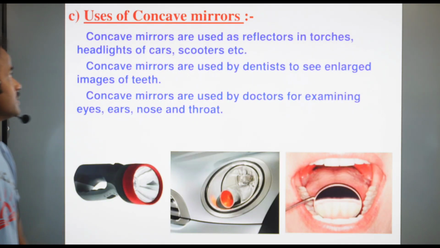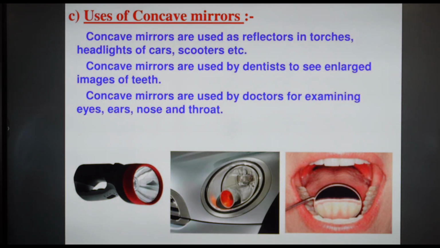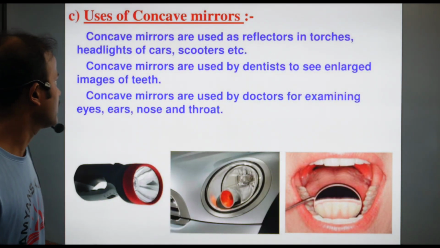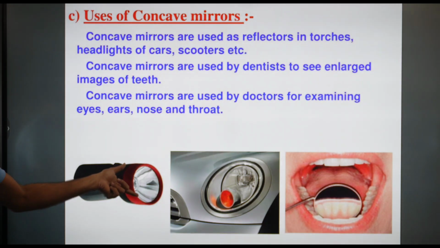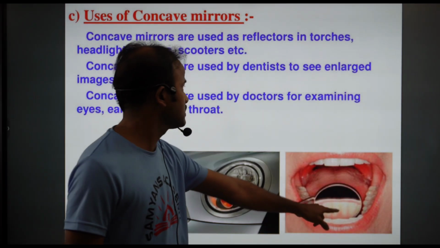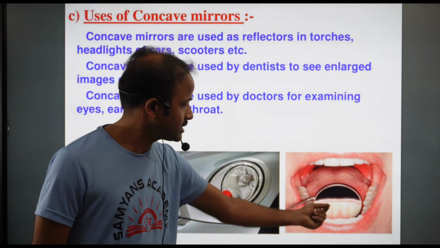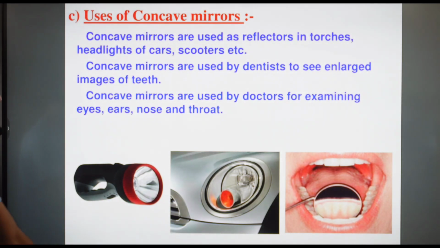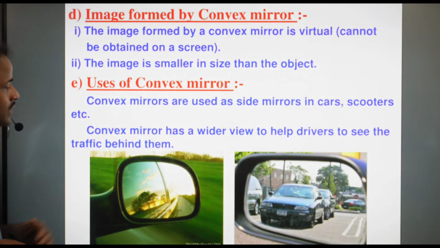Now move on to the next one. Where can we use this concave mirror? Who will use this concave mirror? Dentists, doctors. A dentist can use this to see the cavity in the teeth. Concave mirrors are used as reflectors in torch headlights, and concave mirrors are used by dentists to see the enlarged images of the teeth. When you keep the object very near to it, we can see the enlarged images. And concave mirrors are used by doctors for examining eyes, ears, nose and throat. Okay, is it clear?